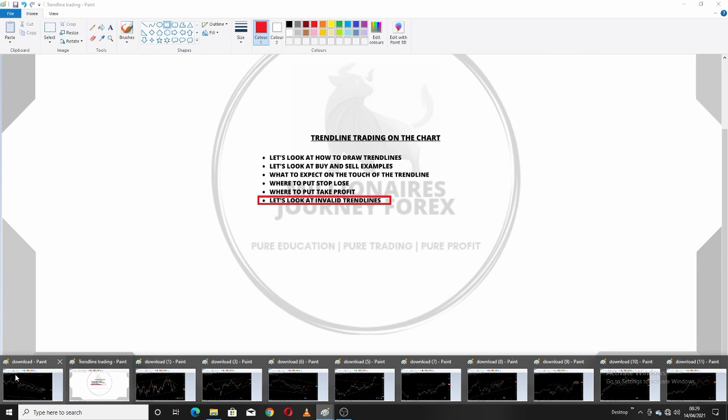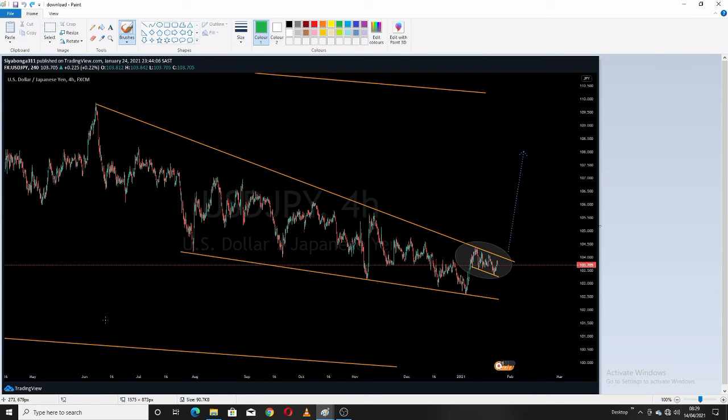So let's look at some invalid trend lines. Firstly, a trend line is invalid if it's broken. So if you have this was a trend line, but now it's broken. You see, it's broken and now it's invalid. So a trend line is invalid if it's broken. A trend line is invalid if it's forced. If you're forcing it like this, it's invalid. So a trend line shouldn't be forced. A trend line should be obvious, like you should just put like this.